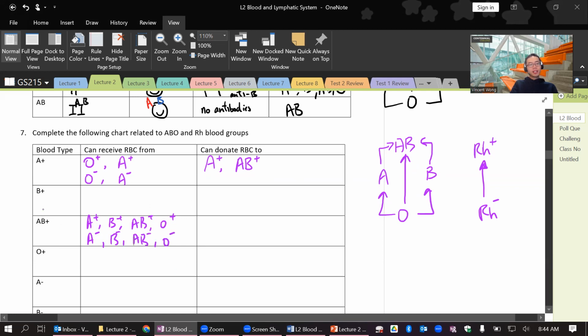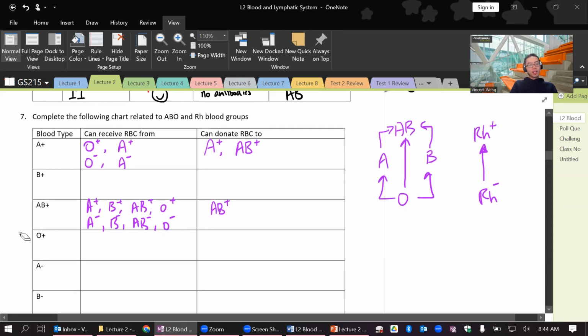Okay, so AB positive, right? You kind of hit the jackpot. You can receive transfusion from all these people. And who can you give it to? You can give it to other AB positive. That's it. You can't give to AB negative because positive blood cannot be transfused into negative people, right? So AB positive can receive from all the blood groups within the ABO and the Rh, but they can only donate to AB positive.